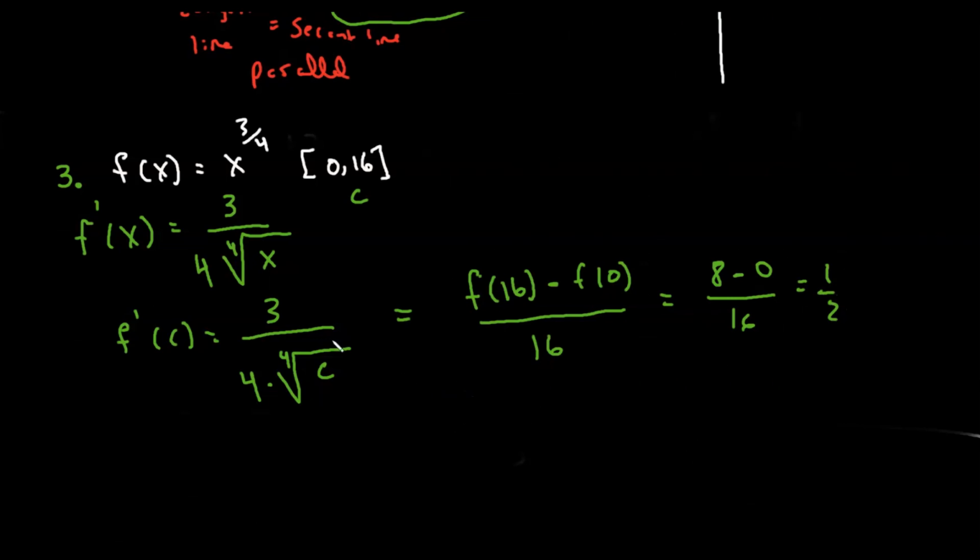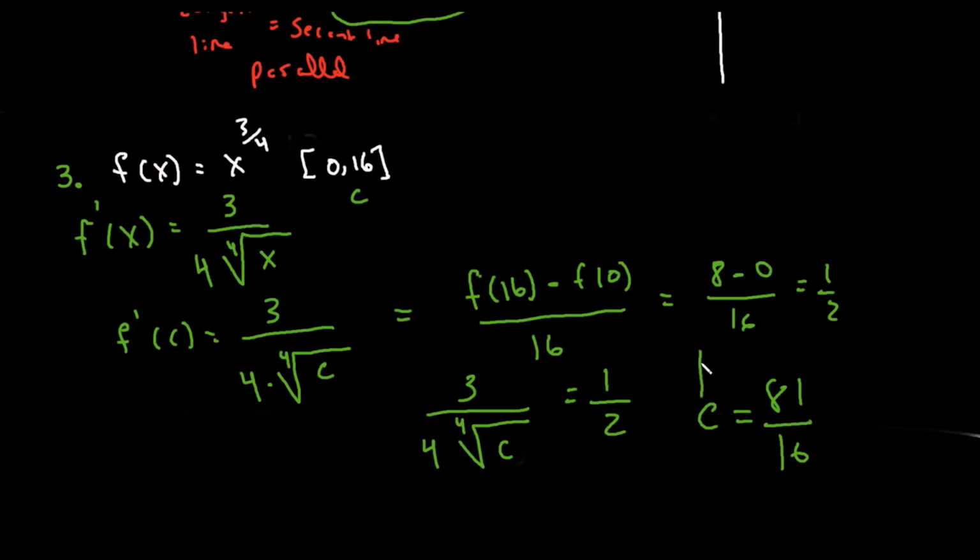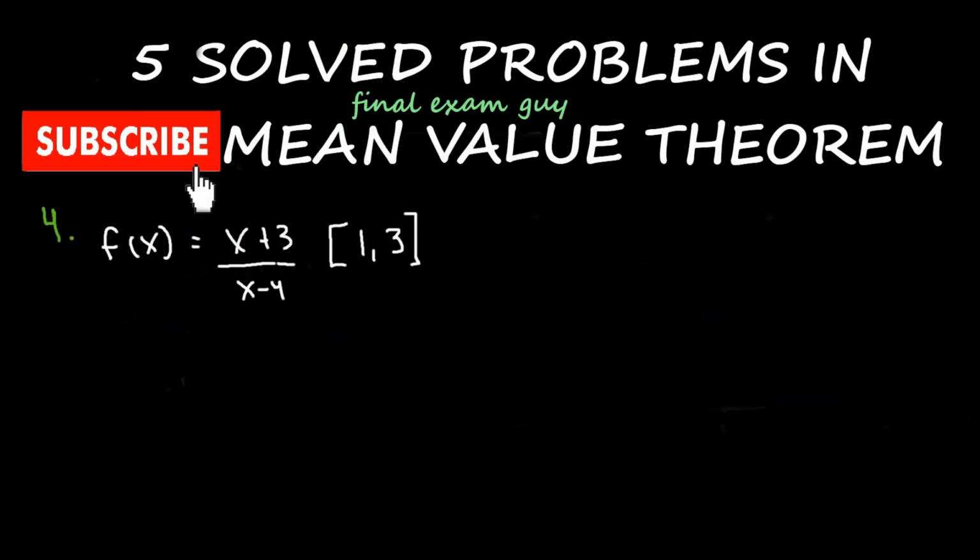So if you set these two equal to each other, 3 over 4 times the 4th root of c is equal to 1/2. With a little fancy algebra, you'll see that c is equal to 81 over 16. And this c here does lie in this interval. So obviously the mean value theorem works out nicely in this problem. Let's move on to number 4.